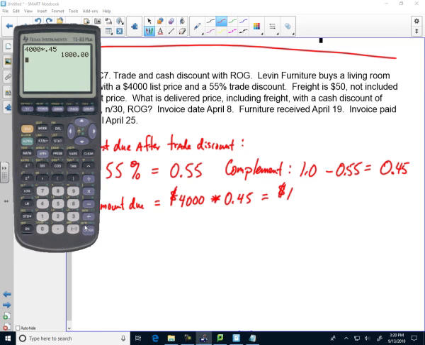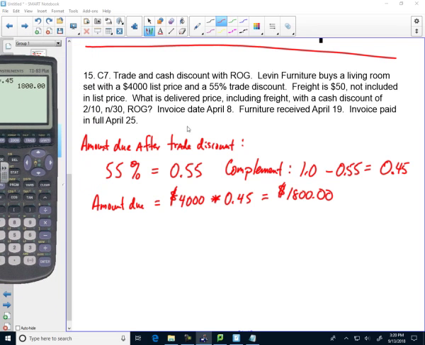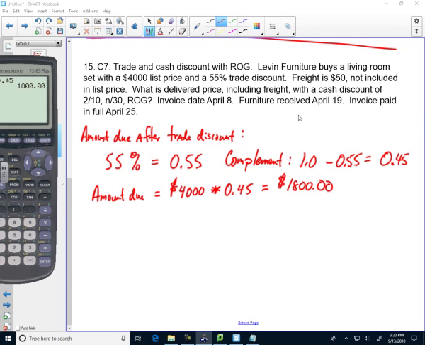1,800 dineros. Okay? So that's the amount after the trade discount, before any cash discounts have been applied. So next we need to think about, do we qualify for a cash discount?